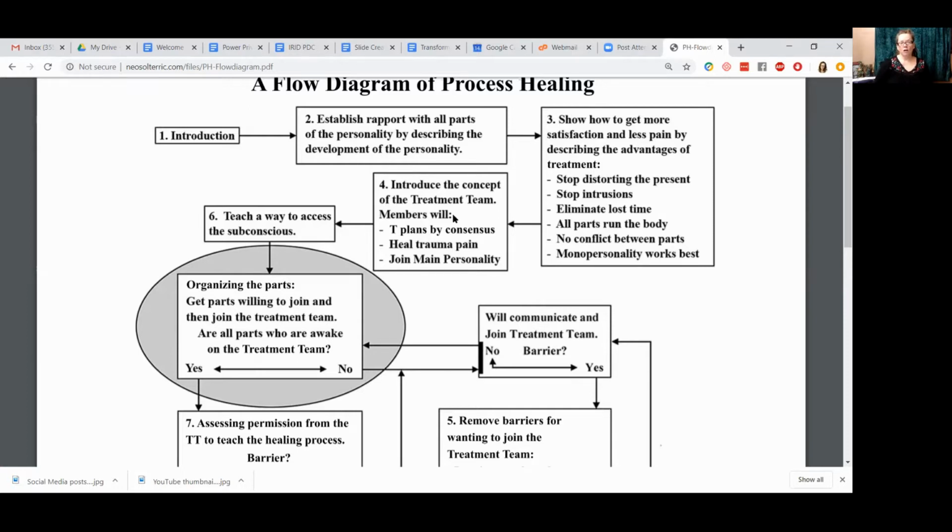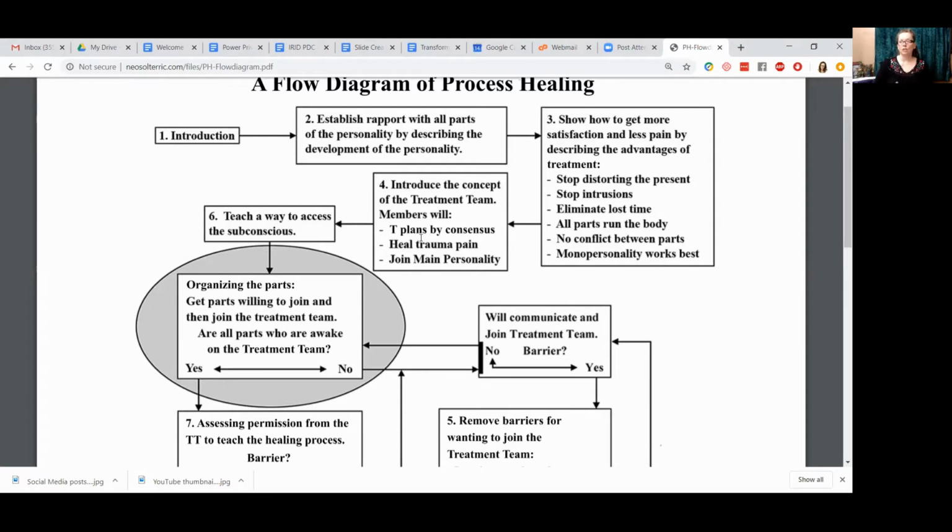In step 4, now we're introducing the idea of the treatment team. And it's important that all aspects of the personality pay attention, because if the idea of the treatment team doesn't feel comfortable or something about it doesn't feel right, he goes into how you can substitute playmates or inner helpers or whatever you want to name them. Any name will work as well. This is where you can invite in parts of the treatment team to heal the trauma pain, to join the main personality. And it begins to introduce parts on the treatment team that want the trauma pain healed.